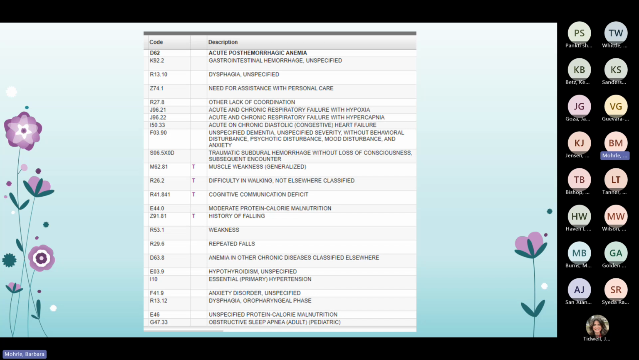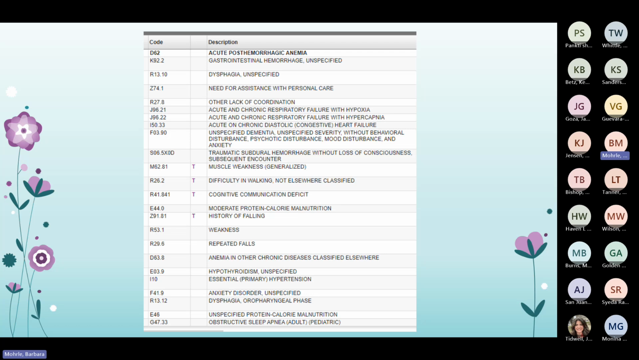I've looked at different claims before, and sometimes people put every diagnosis on here. You know, you look at a speech claim and it's got, you know, muscle weakness, repeated falls, difficulty walking, hypothyroidism. You know, we don't need every single one of these codes. We just want the strongest 1 to 3 medical diagnoses that really support what it is that we're doing with those patients.